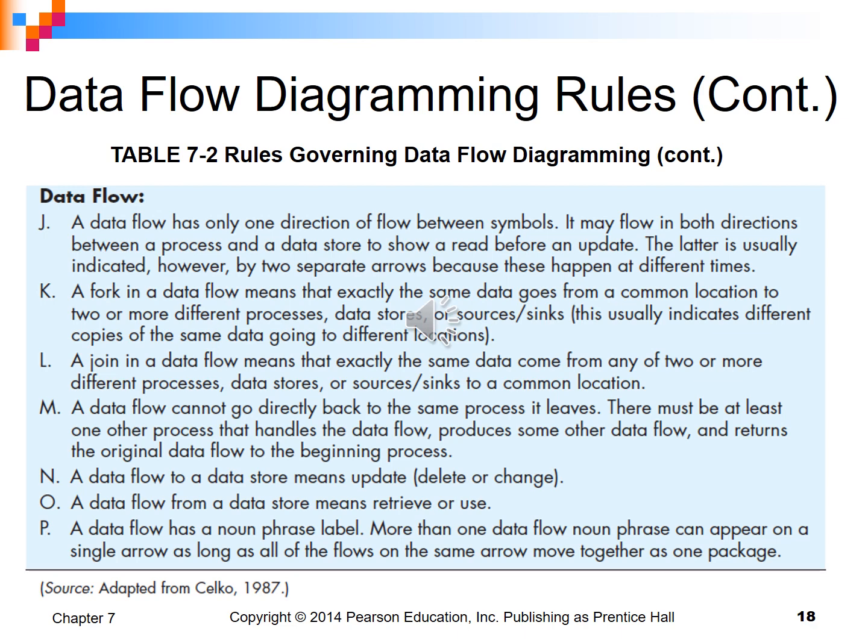A join is the opposite of the fork. A join in a data flow means that exactly the same data come from any of two or more different processes, data stores, or sources, to go into that location. A data flow cannot go directly back to the same process it leaves. There must be at least one other process that handles the data flow, produces some other data flow, and returns the original data flow to the beginning.